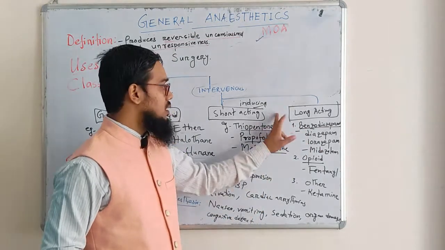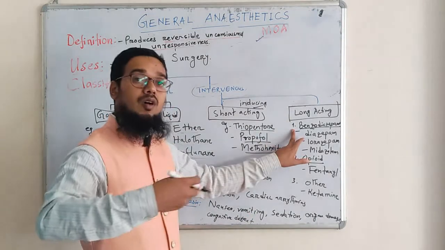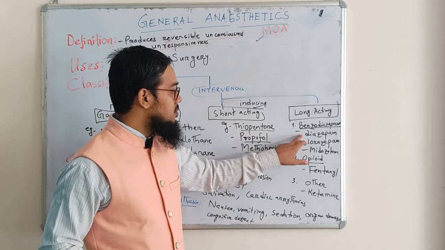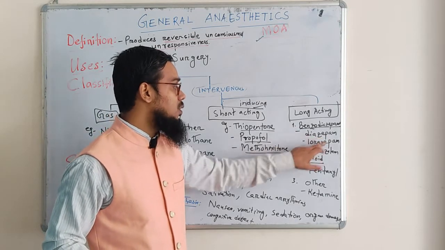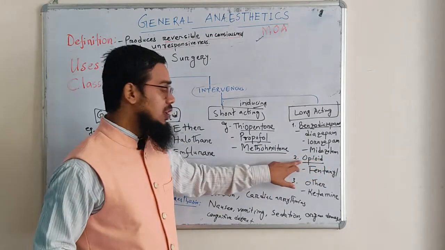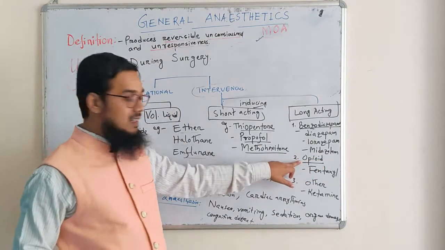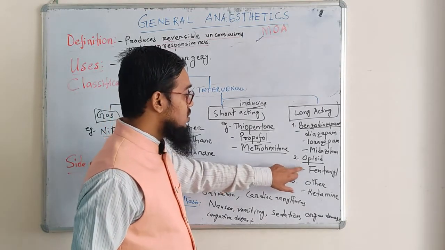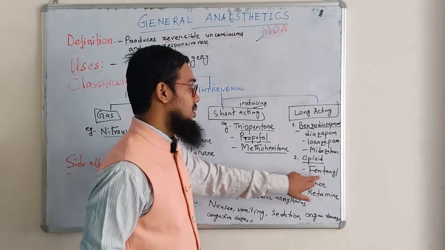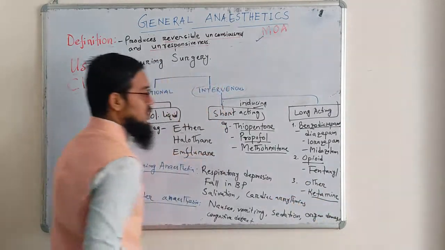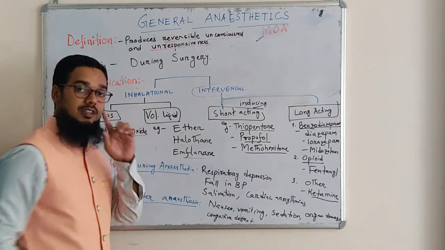The most commonly used long acting agents are benzodiazepines. Examples: diazepam, lorazepam, midazolam are most commonly used. Then there are opioids, which are narcotic analgesics and anesthetics; the most commonly used is fentanyl. Another is ketamine. So this is the brief classification of general anesthetics.